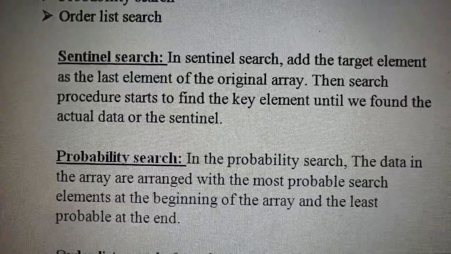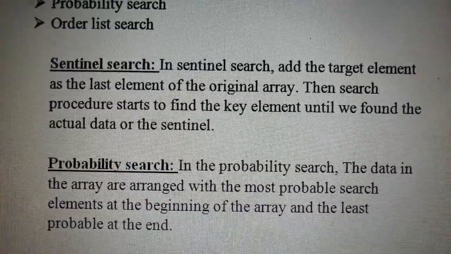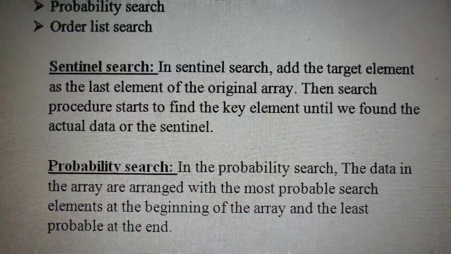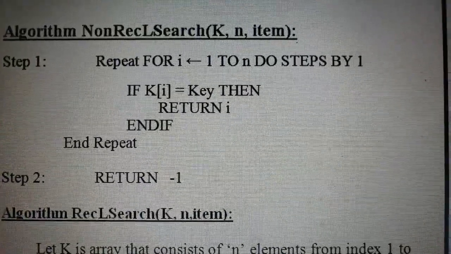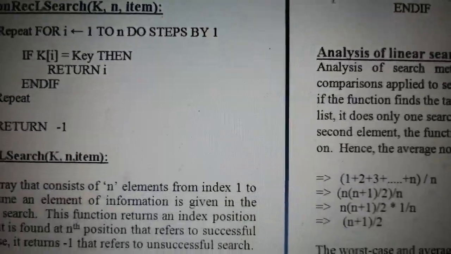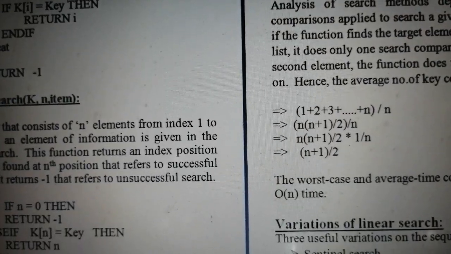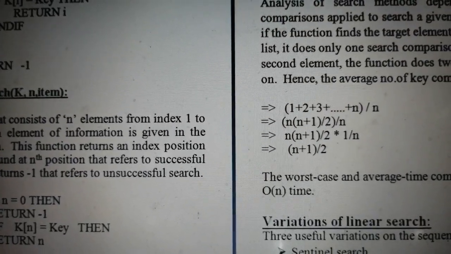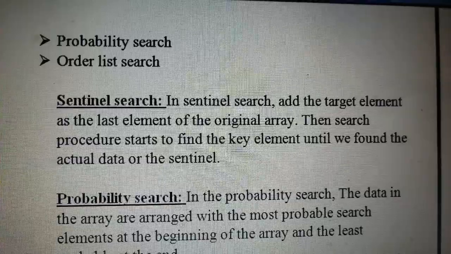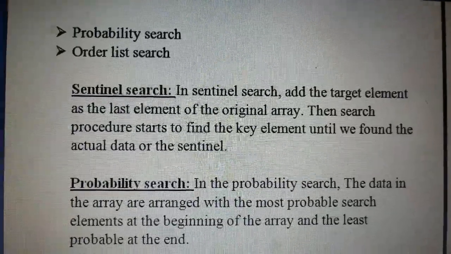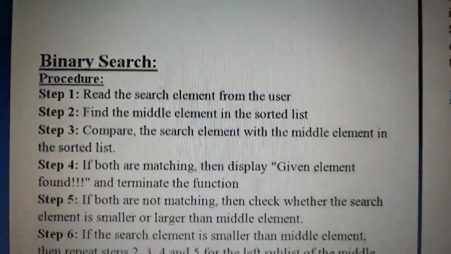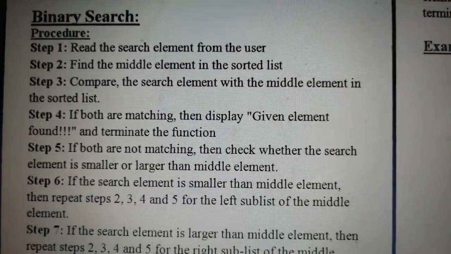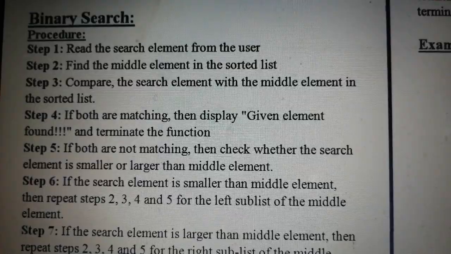This topic is not within our syllabus, but remember the types of searching techniques. The various types of linear searching we have are the sentinel search technique, the probability search technique, and the ordered list search technique. Then we will be moving to binary search. After linear search, the next concept we have is binary search.